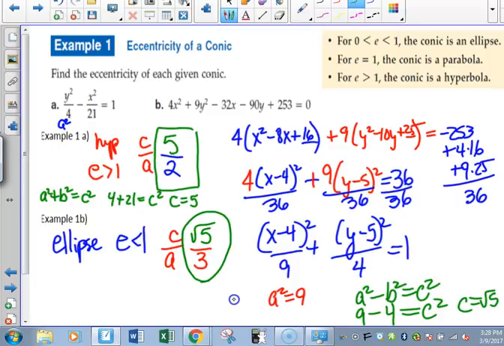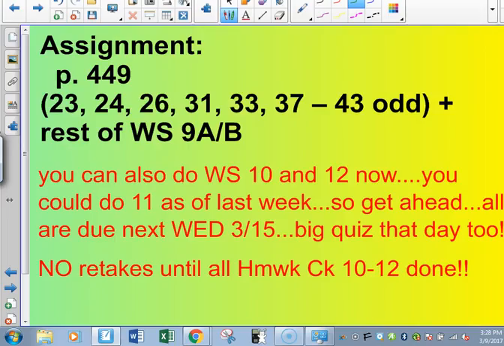Okay, so one more time. Eccentricity of a circle. Say it out loud. Eccentricity of a circle. Eccentricity of a parabola. 1.